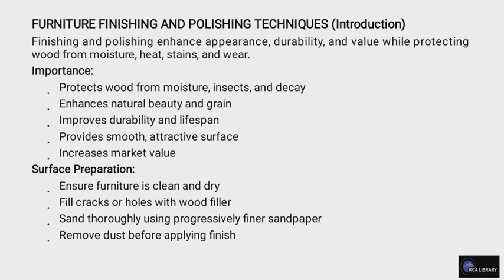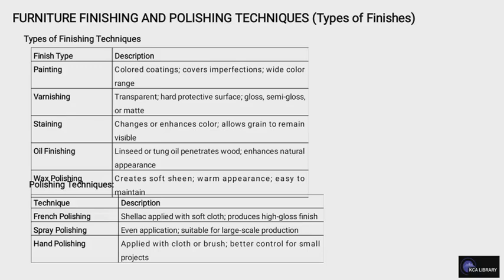and surface preparation that you need to actually do is you ensure furniture is clean and dry before you apply any form of finishing and polish onto it. So you ensure furniture is clean and dry. You fill cracks or holes with wood filler. You also sand thoroughly using progressively finer sandpaper. And lastly, you remove dust before applying finish.